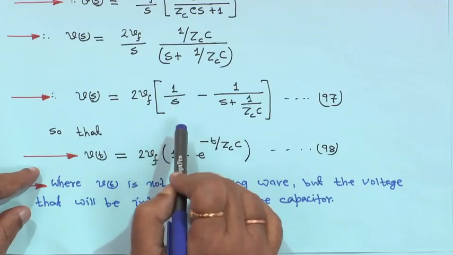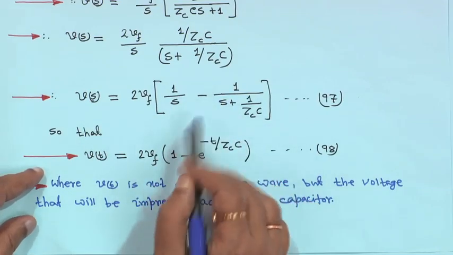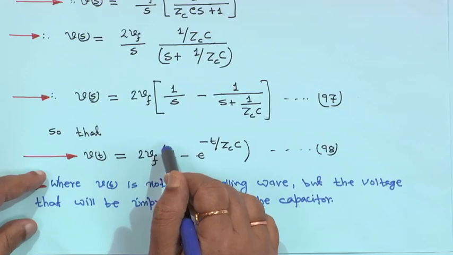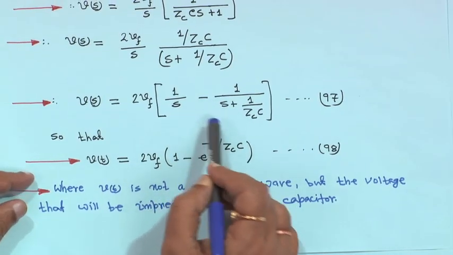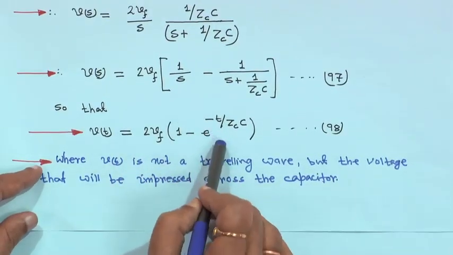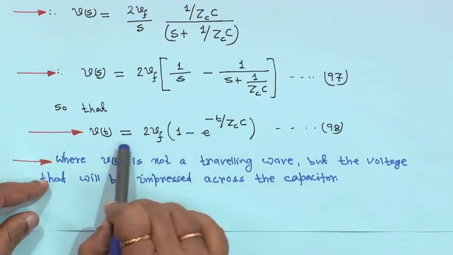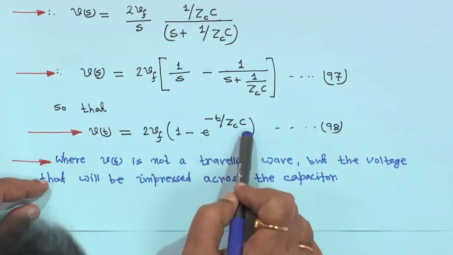You can make it A upon S plus B upon S plus A, the way it is given. Suppose 1 upon S into (S plus A), you can write A upon S plus B upon S plus A. After that you can compute A and B. So if you take the inverse Laplace transform, Vt will be 2Vf into 1 minus e to the power minus t divided by Zc into C.